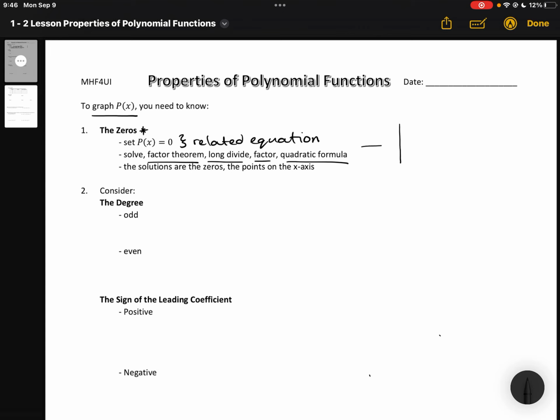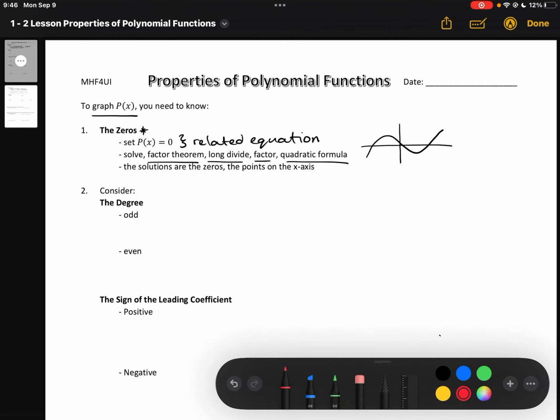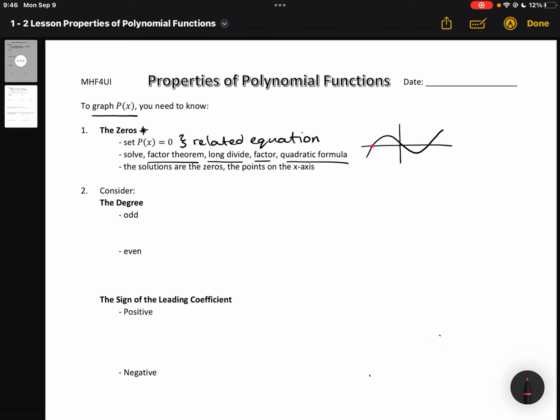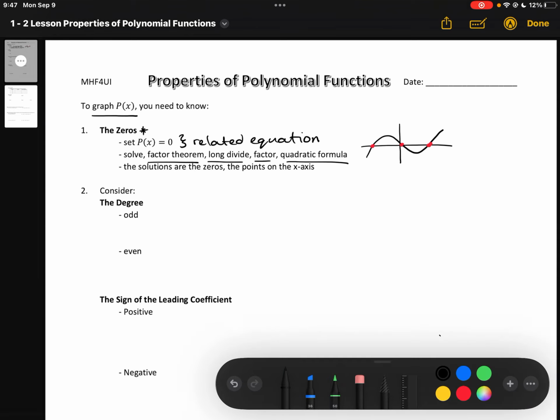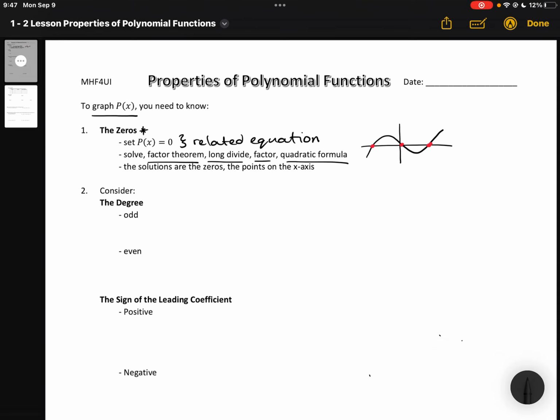So if I draw a sketch here, some polynomial function, the solutions to that p of x equals 0 would be my 3 x-intercepts. Those are the zeros. And so that's important to know because you need to know where the function crosses the x-axis. The next thing that you're going to consider is the degree. So whether it's odd or even.